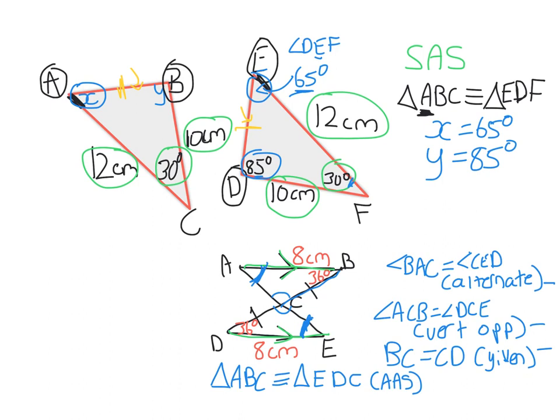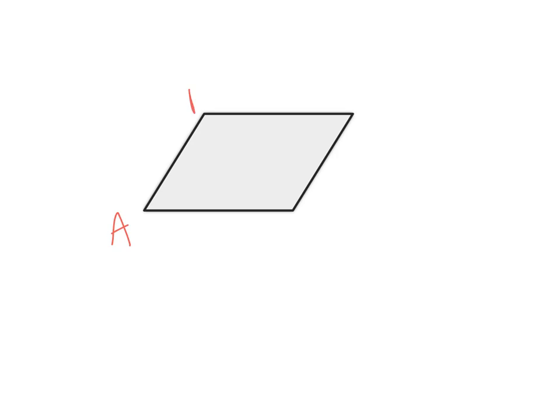All right, the last thing we're going to go through is properties of quadrilaterals using congruent triangles. So congruent triangles can be used to establish the properties of quadrilaterals. Quadrilaterals are just 4-sided shapes, and you need to know the definitions of them. So let's say I have a parallelogram. This is what a parallelogram looks like. I'm just going to give it as A, B, C, and D.